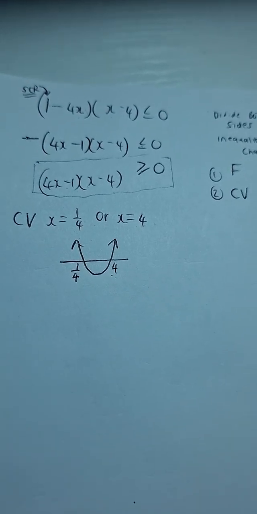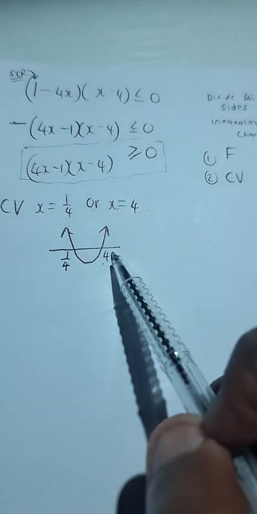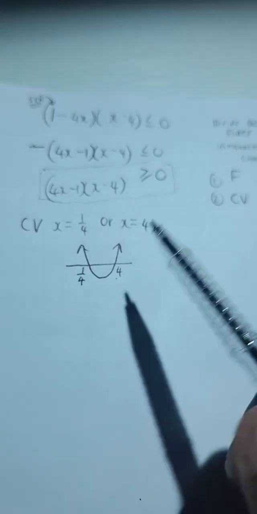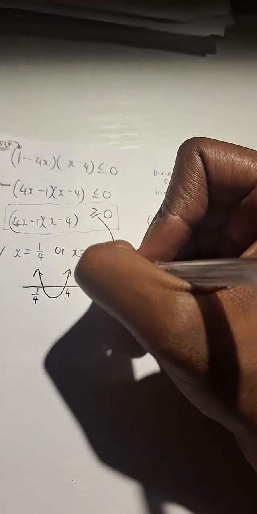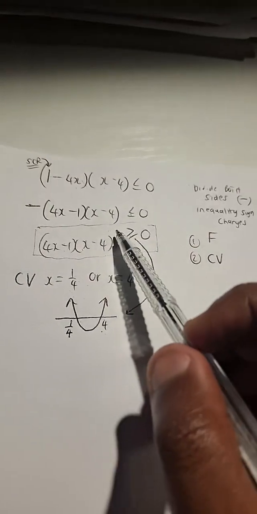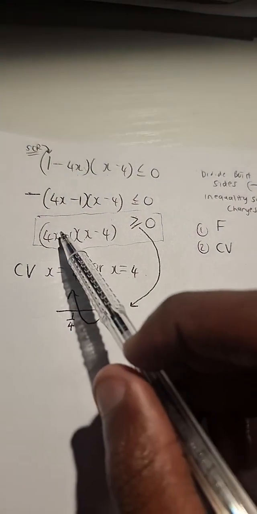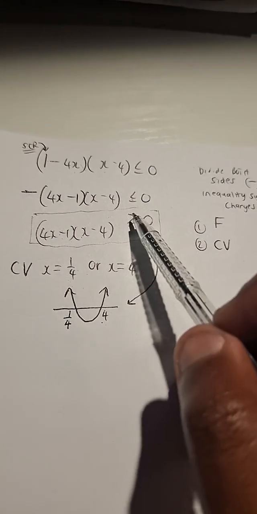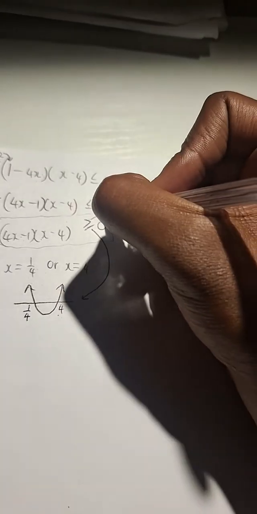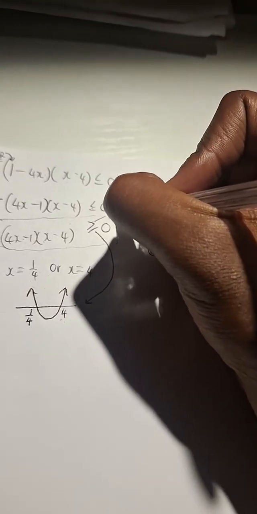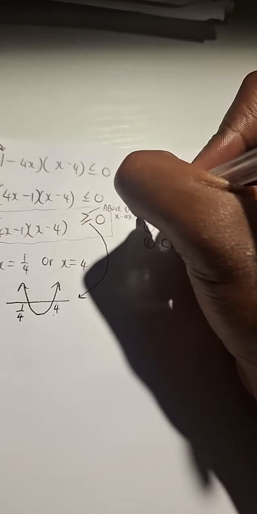Then with the 1 over 4 and the 4 on this side, we can come here and interpret using this graph what this inequality sign means. So if we say 4x minus 1 into x minus 4 is greater than 0, what do we mean by greater than 0? We mean above the x-axis.